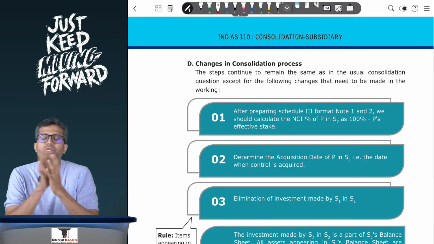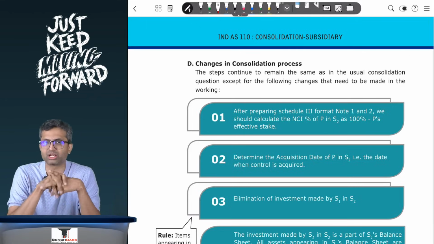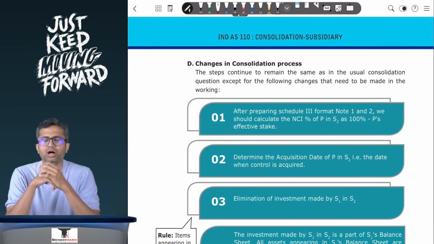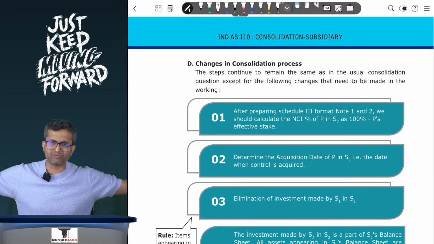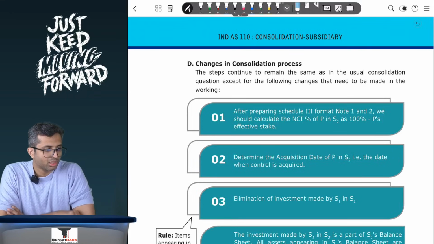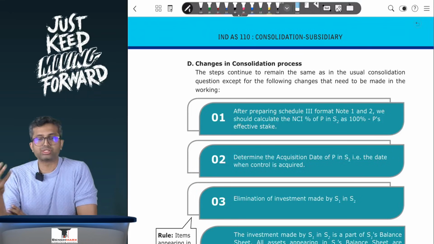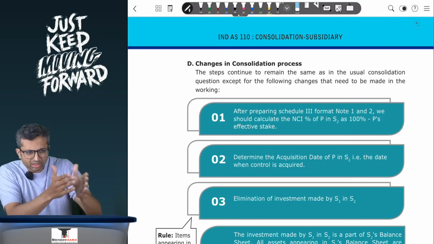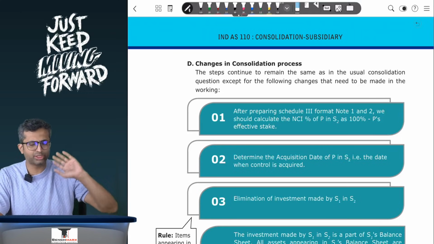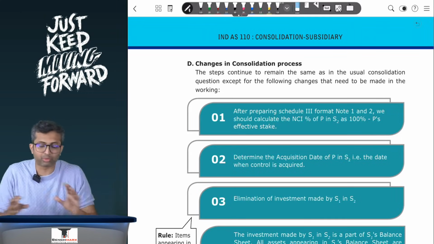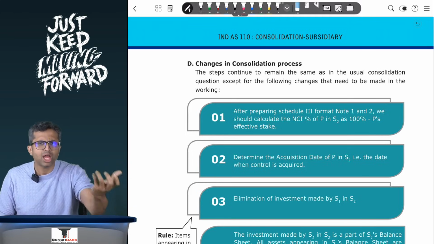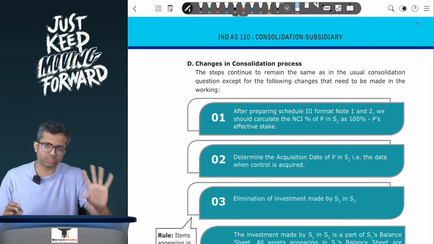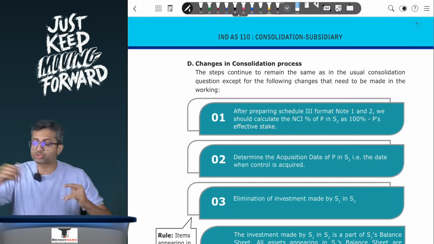Then you can probably determine the NCI percentage as well, that 48% or 42% or 52% as the case may be. And then when you go to working note 1, again you will have to consolidate. Okay, so we want to figure out the changes in the consolidation process. As we said, the steps for balance sheet, notes to accounts, and consolidated profits will remain the same. But when we go to the goodwill workings, P has control over S1, so there will be a goodwill on that. P has also control over S2, so there will be a goodwill on that.